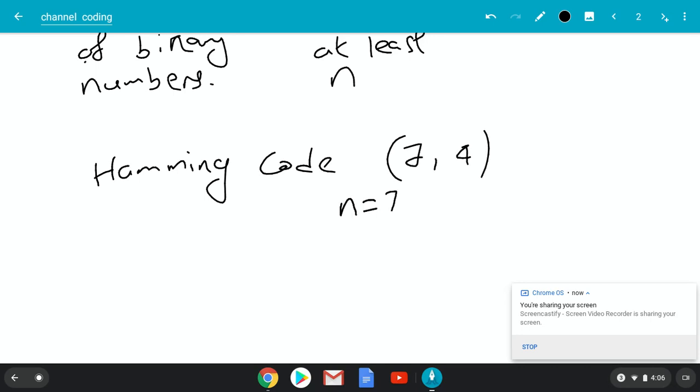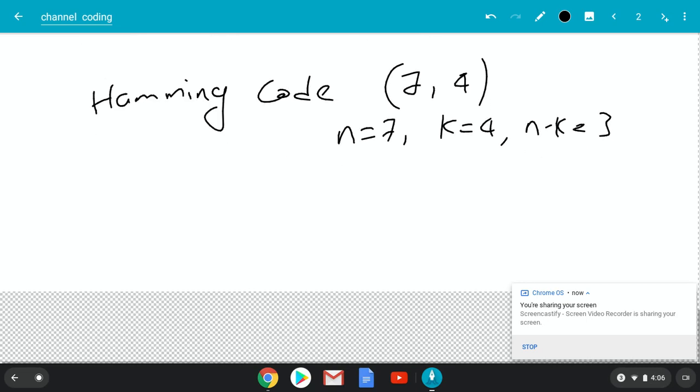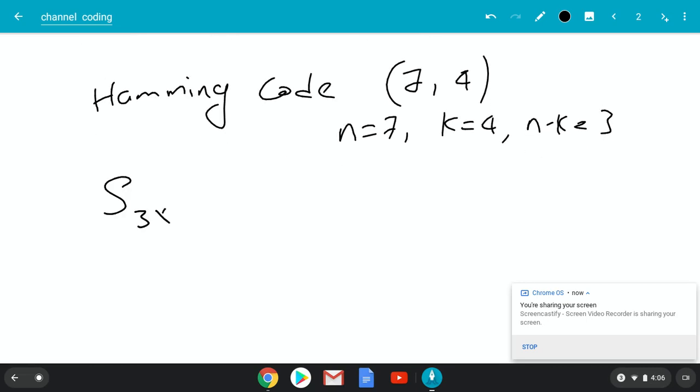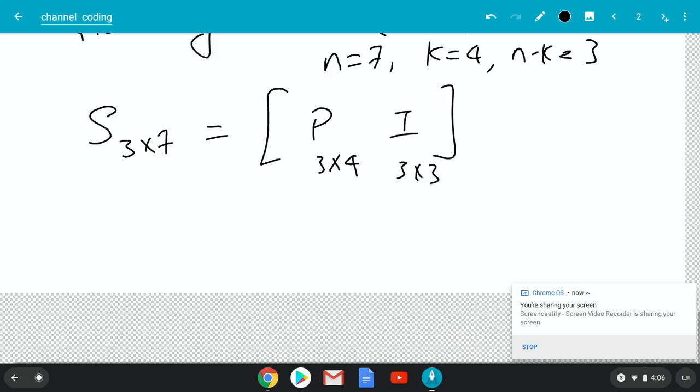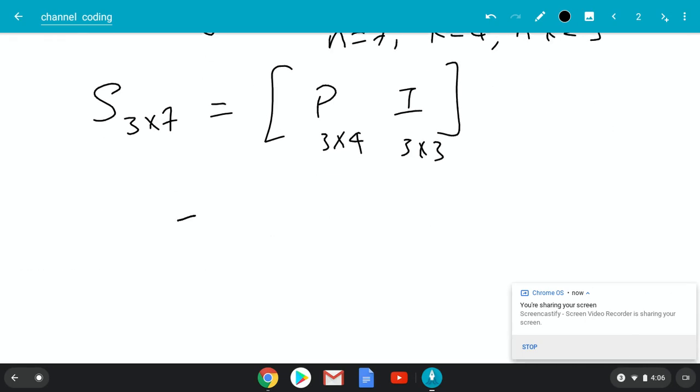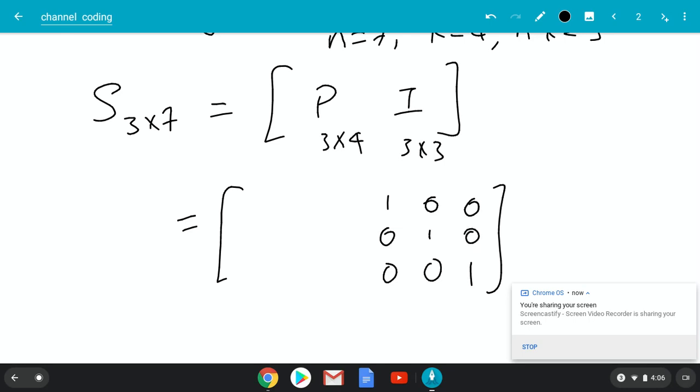Now let's construct this Hamming code of 7, 4, right? That means n equal to 7, k equal to 4, n minus k equal to 3. That means we know the syndrome matrix should be 3 cross 7, and this should be equal to P and I, right? And we know this I should be 3 cross 3, so that means this P should be 3 cross 4. So we know what the 3 cross 3 identity is: 1, 0, 0, 0, 1, 0, 0, 0, 1.